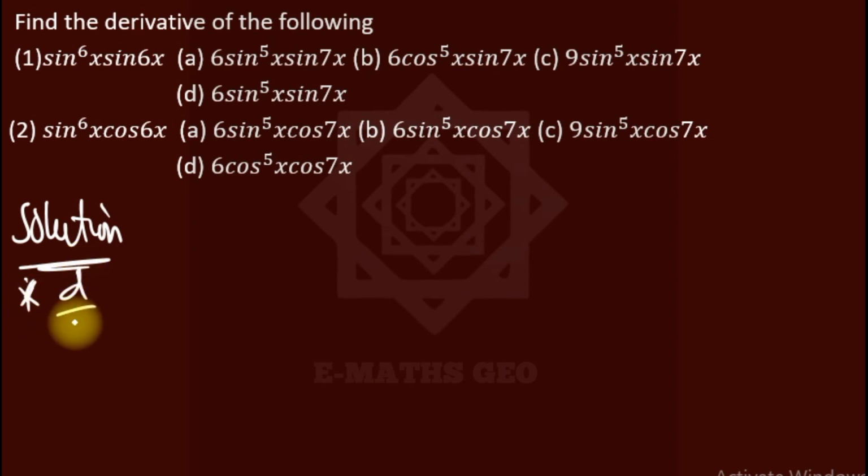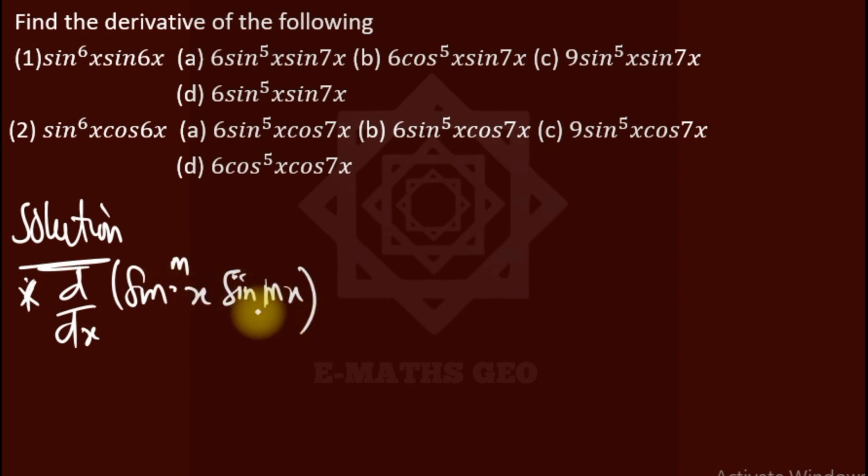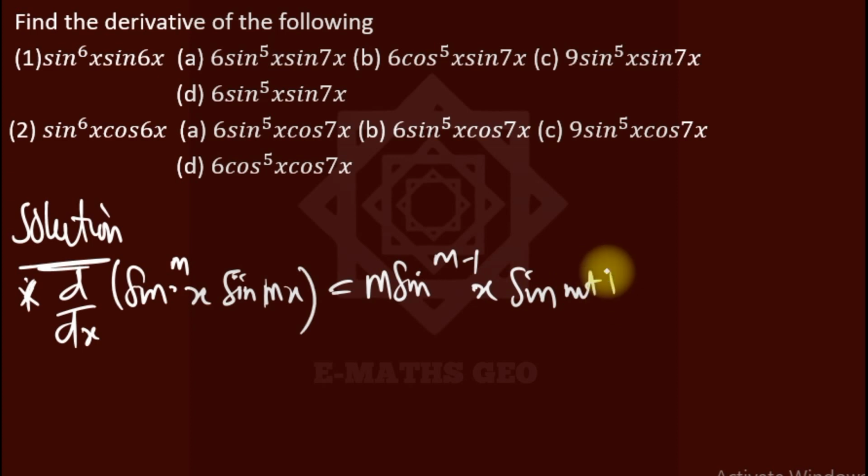The first one is the derivative of sine x raised to power m times sine mx. If you notice, the power here is the same as the coefficient of x, so the answer will be m sine x raised to power m minus 1 times sine (m plus 1)x.